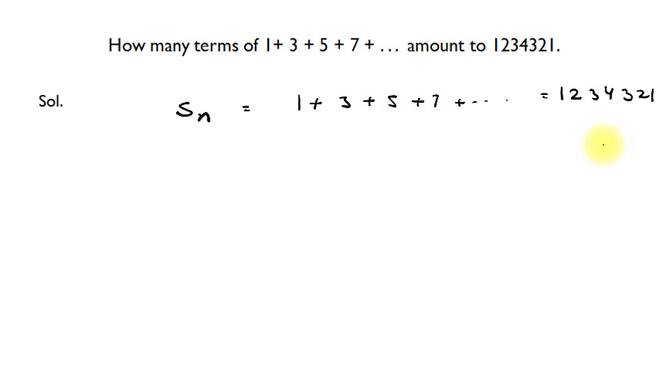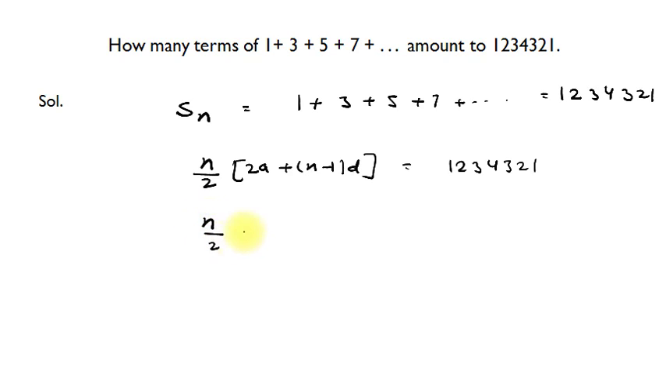So Sn is equal to n over 2 into 2a plus n minus 1 into d, and this is equal to 1234321. Okay, now here we have to find the value of n. So n by 2 into 2 into a, so 2 into 1, the value of a is 1, plus n minus 1, and d is the common difference in the given series, that is 3 minus 1 or 5 minus 3, that is 2.